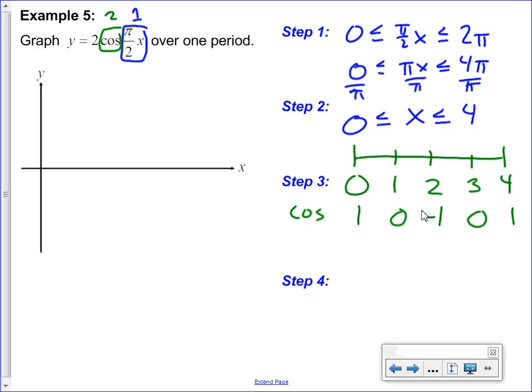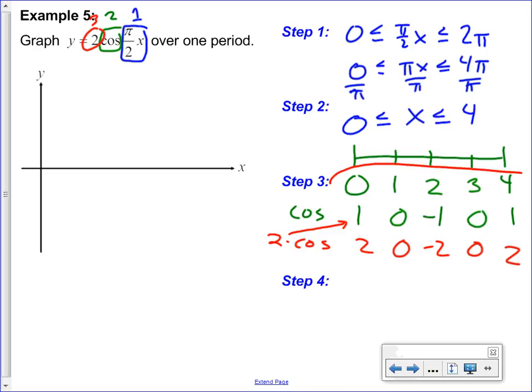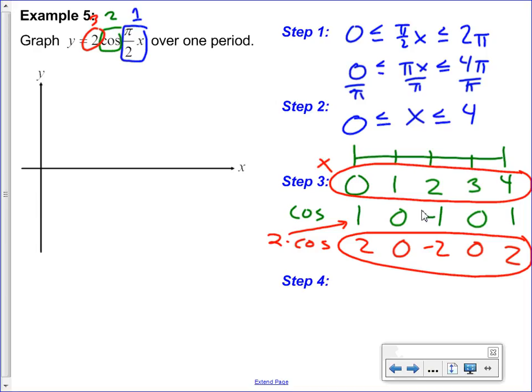Okay. Last step. This is the third step right here. Multiply everything by 2. So this is 2 times cosine, which means multiply the previous line by 2. So 2, 0, -2, 0, 2. First line, last line is the x, and this is the y. That's it. So 0, 1, 2, 3, 4, up 2, down 2.